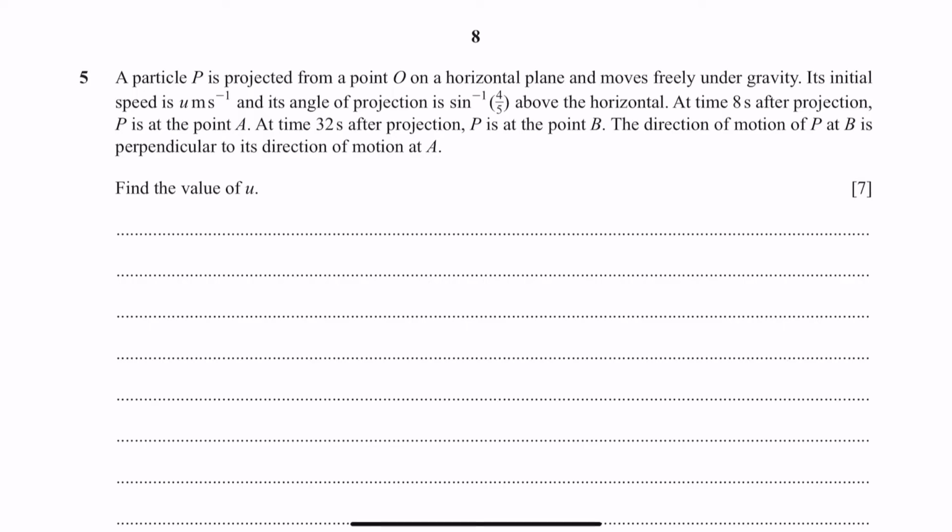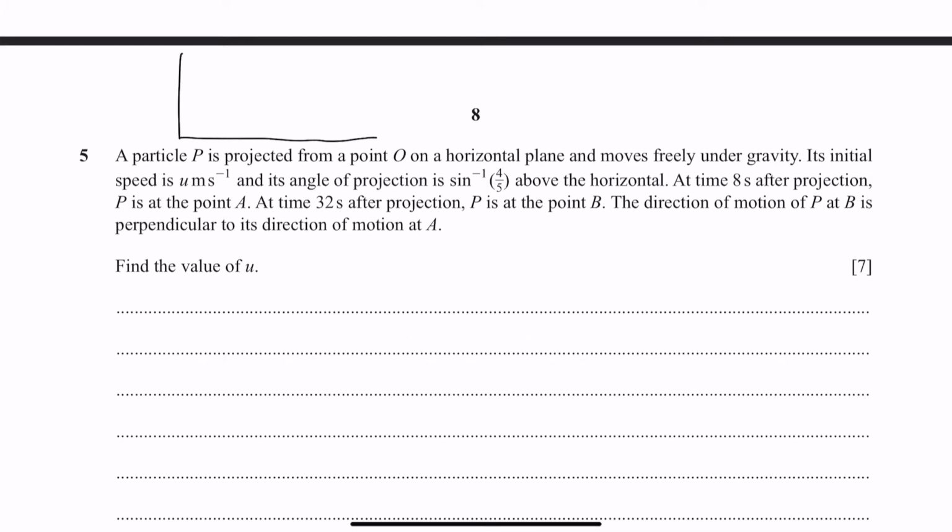A particle P is projected from point O on a horizontal plane and moves freely under gravity. Its initial speed is u and its angle of projection is arcsine 4 over 5 above the horizontal. At time 8 seconds after projection, P is at the point A, and at time 32 seconds after projection, P is at the point B. The direction of motion of P at B is perpendicular to its direction of motion at A.